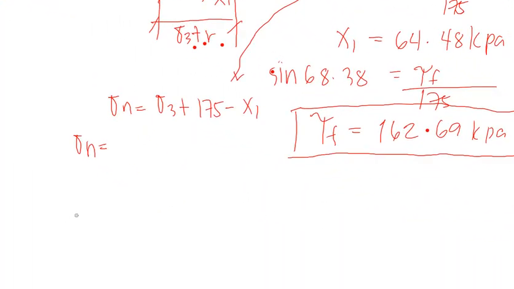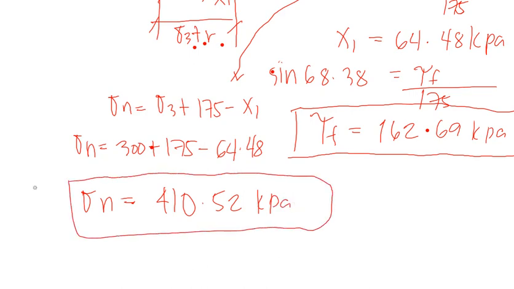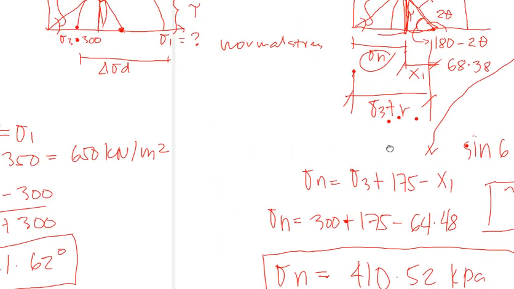So, we have the chamber confining pressure, 300 plus the radius 175 minus the value of X1, which is 64.48. So, our normal stress now is equal to 410.52 kPa. So, check if our calculation is correct. So, that is the answer for problem number 2.